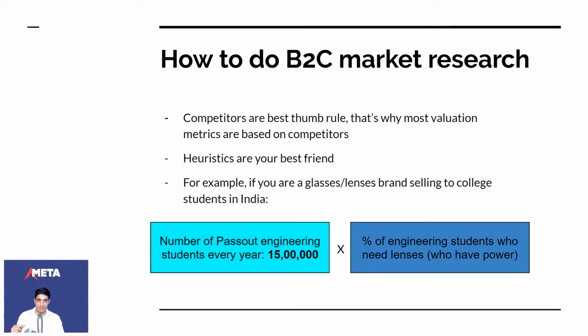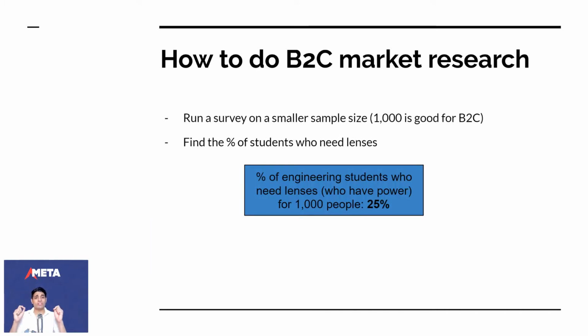So that's how you do any sort of research. In Meta Stats, or Meta Statistics, you learn how to do sample sizing. You run a survey on a smaller sample size. 1,000 is great for B2C. 1,000 is a good sample size that's good for B2C.